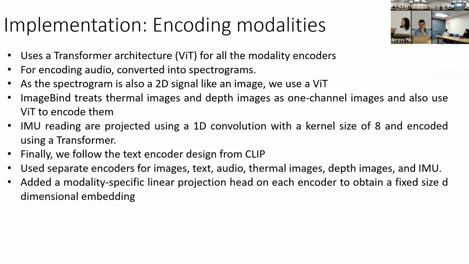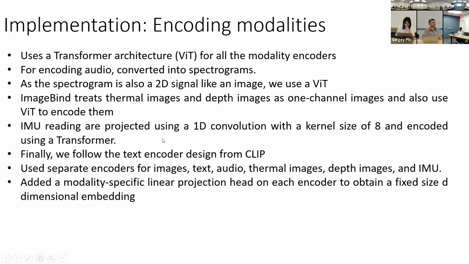In implementation, to input the modalities, they use a transformer architecture, the vision transformer, ViT, for all of the modality encoders. For encoding audio, they convert it into a spectrogram. As the spectrogram is also like an image, they use the ViT to encode it, and they treat the thermal image and depth image as one-channel images, and also use the vision transformer to encode them.